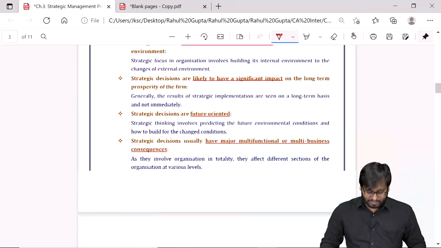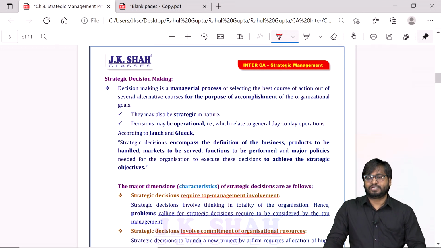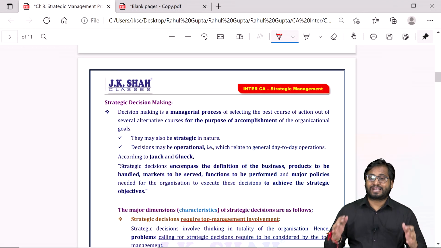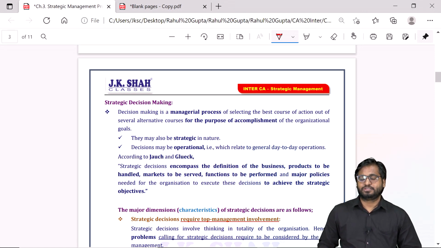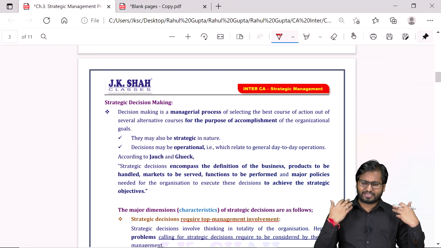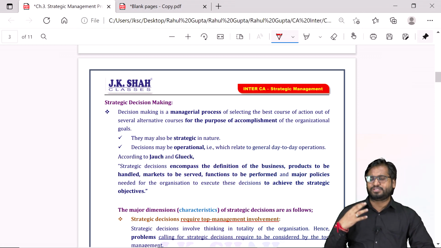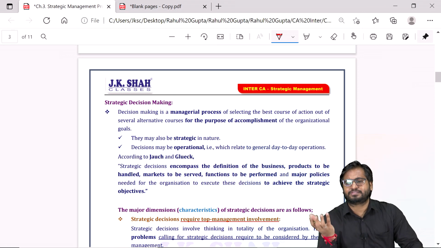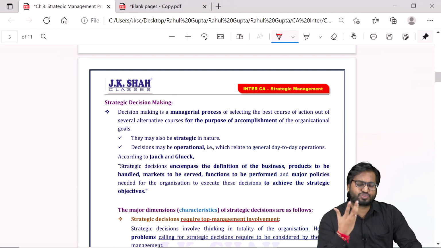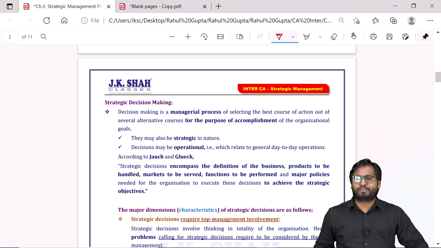So now let's try to understand the next question, that is strategic decision making. What is strategic decision making? This is our next part. Now, before we understand strategic decision making, let's try to understand what we mean by decision making. An organization has to decide on many things: which products to make, which markets to serve, what technology to use. But in that also we have multiple options.